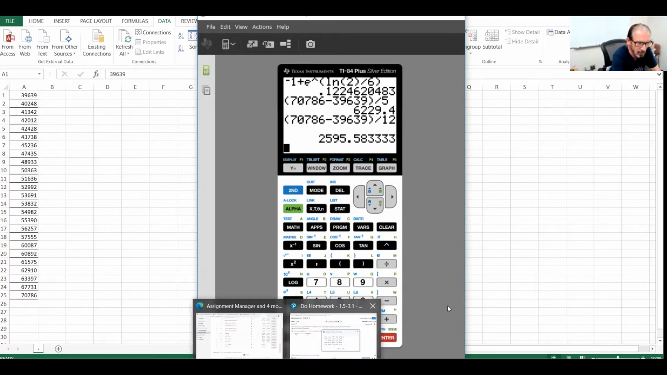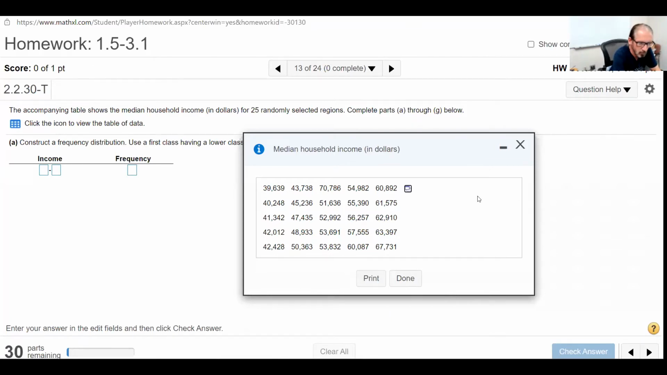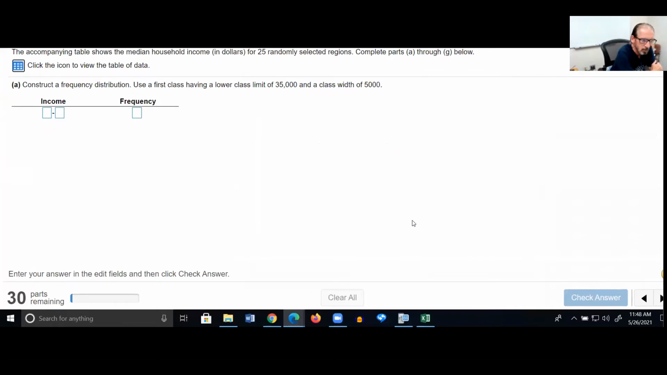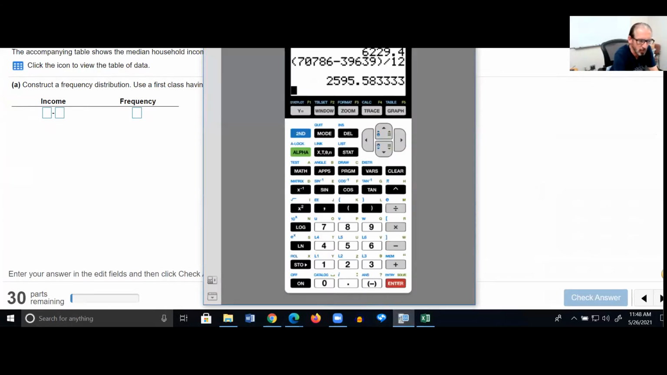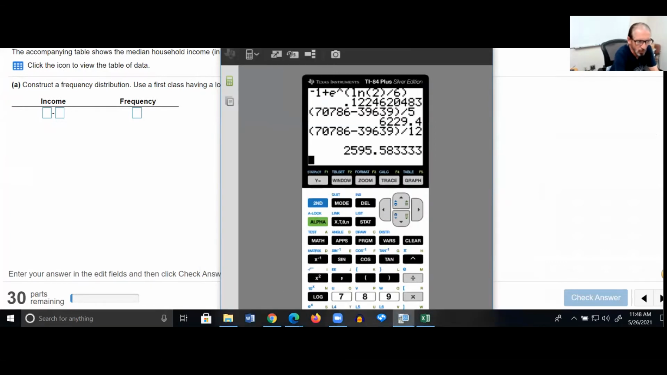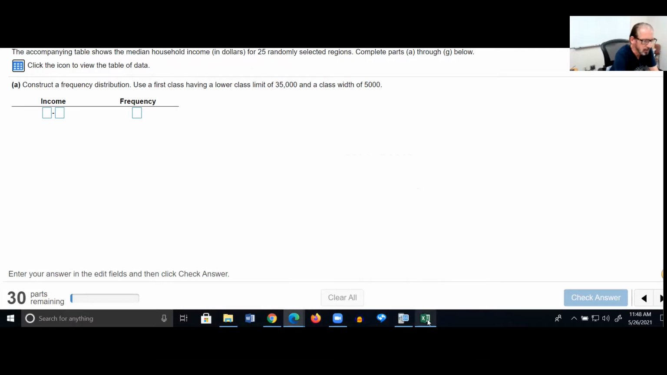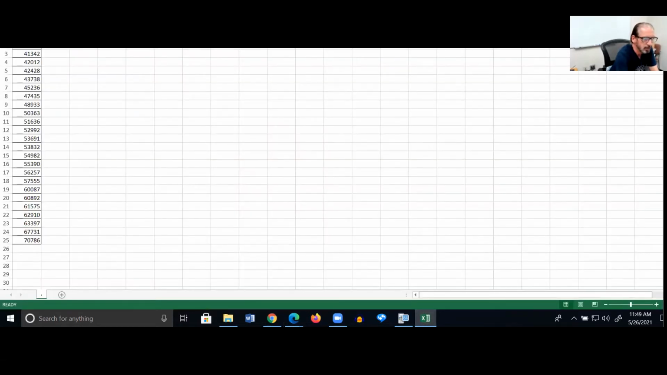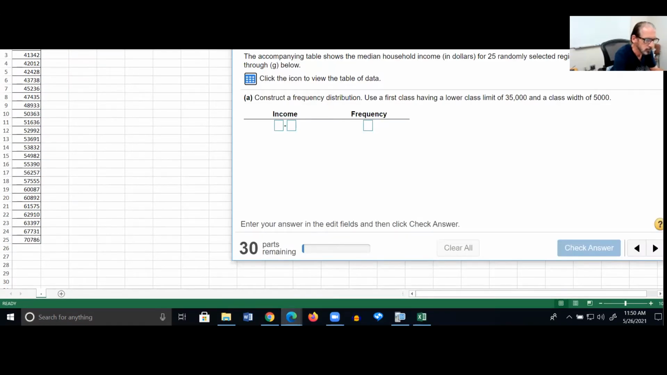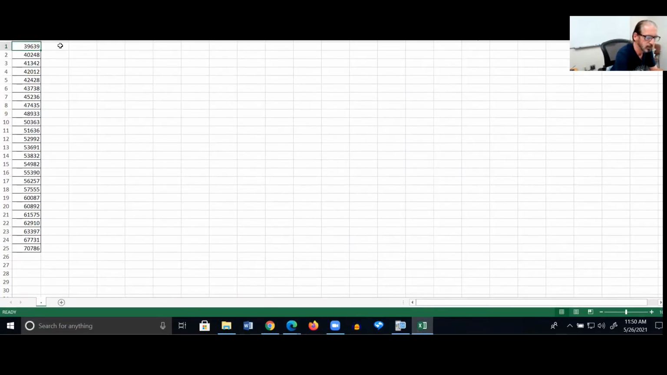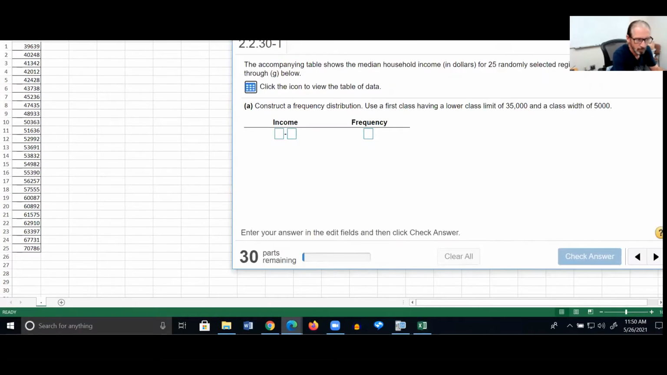So let's see what they had in the directions. They wanted us to use a class width of 5,000, and that is somewhere in between. So let's go with it. The lower class limit should be 35,000, which is less than the minimum, but not too much less. All right, if we start at 35,000, we're going up with a class width of 5,000 to 40,000.